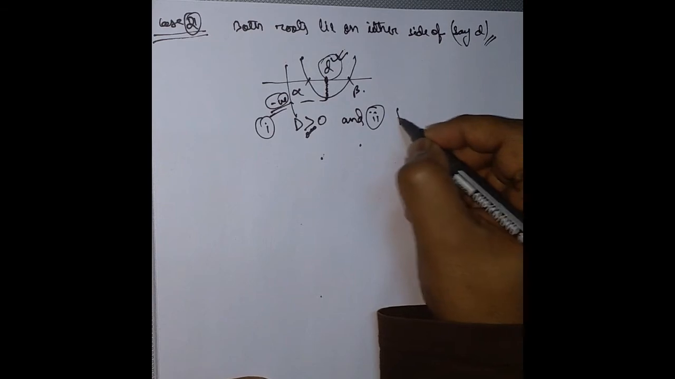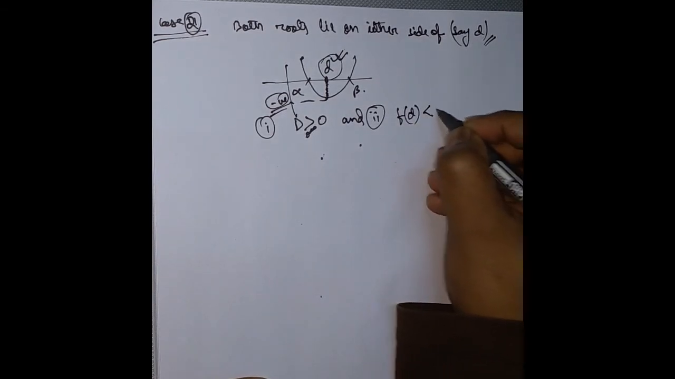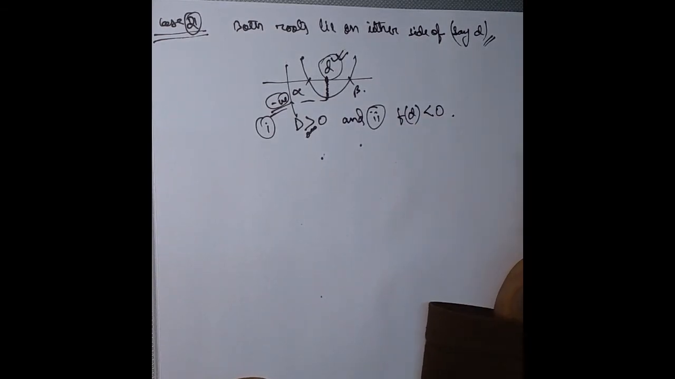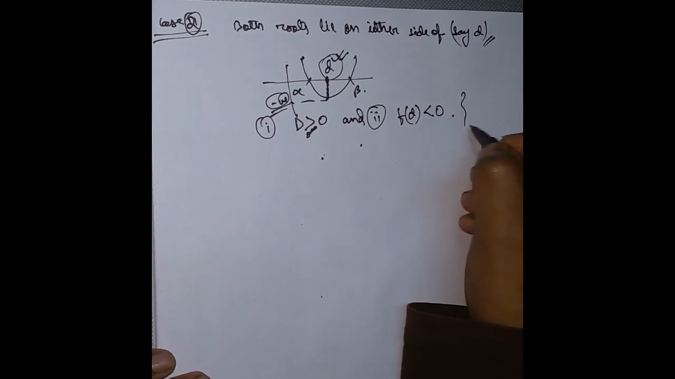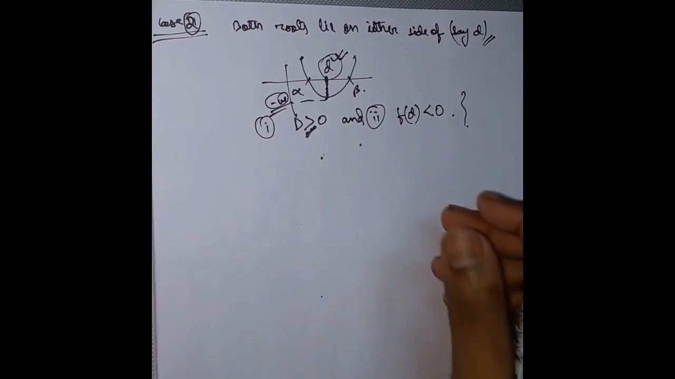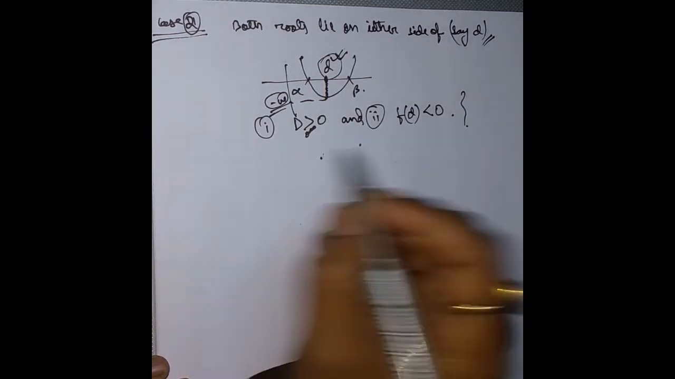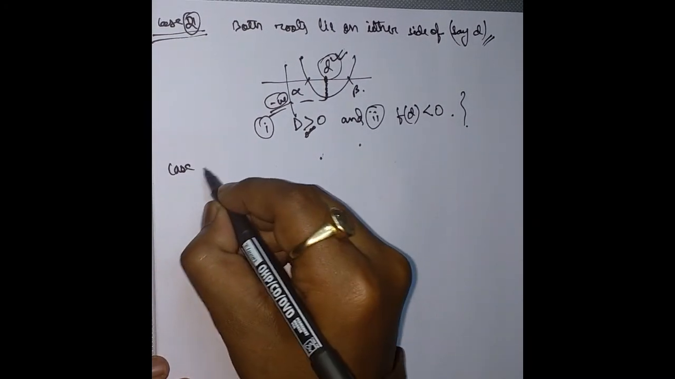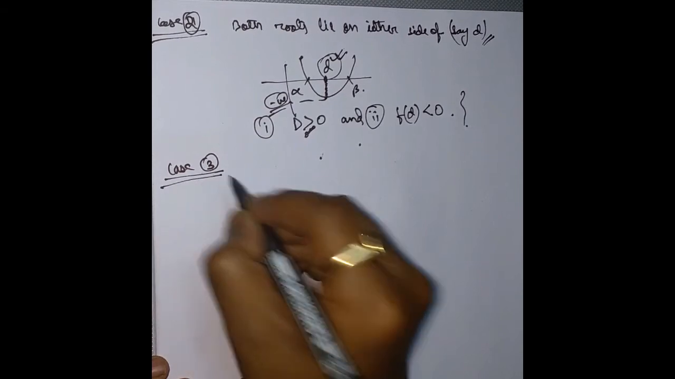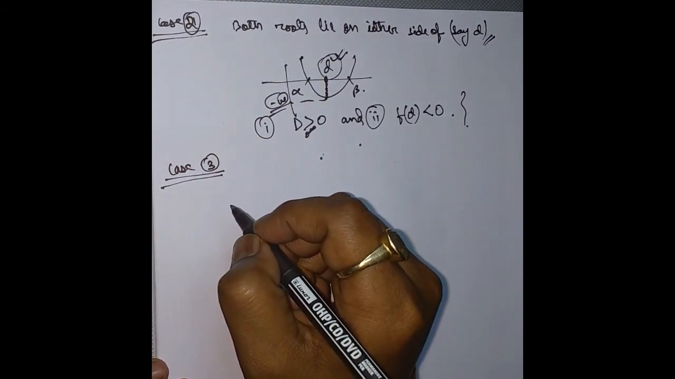f of d should be a negative quantity. These are the two inequalities. Solving these two inequalities, you will get your following result. And case 3.